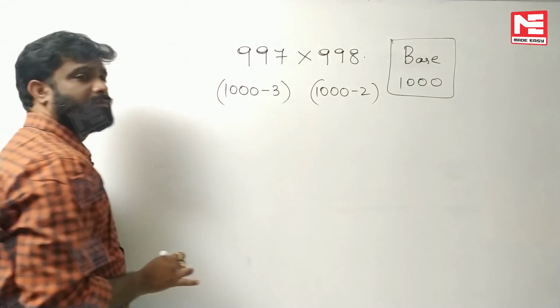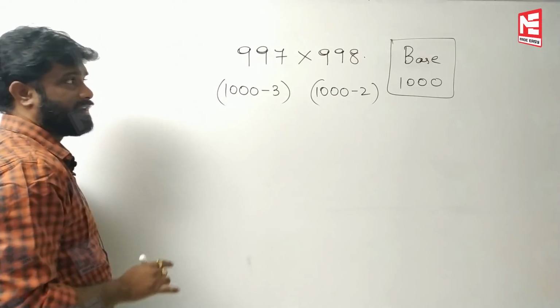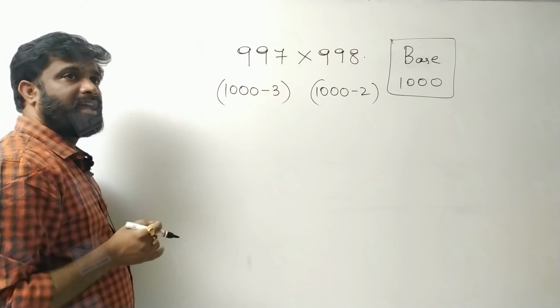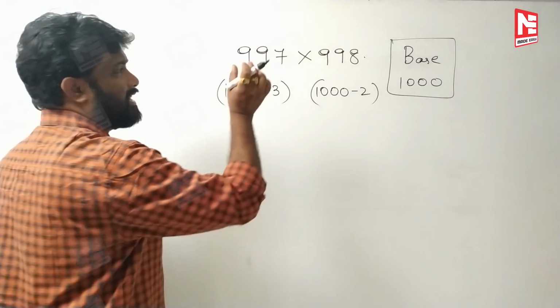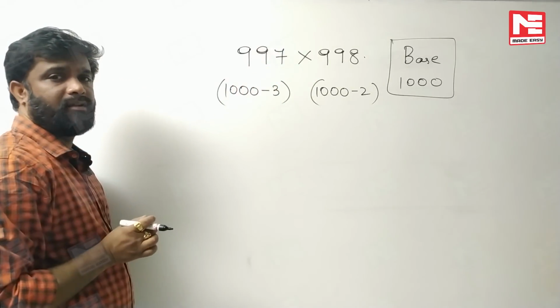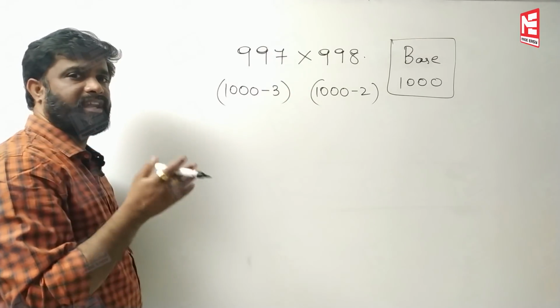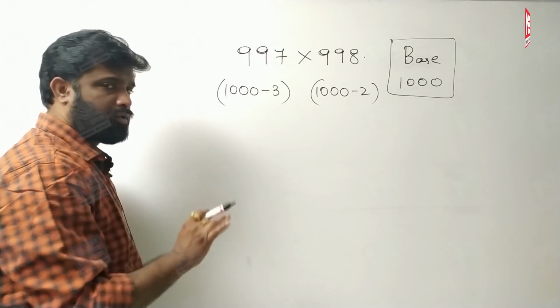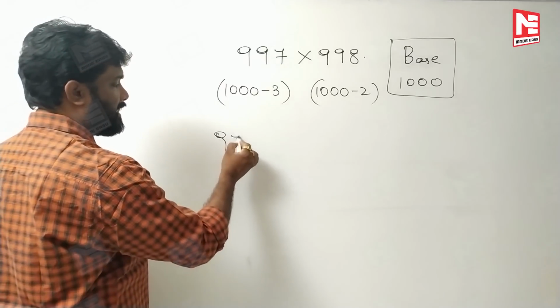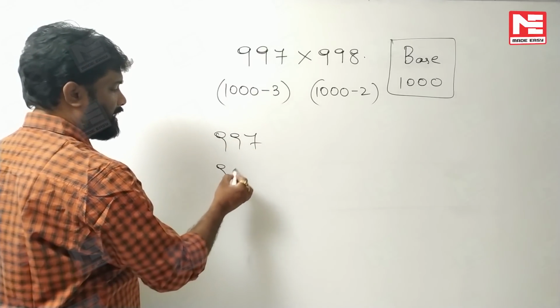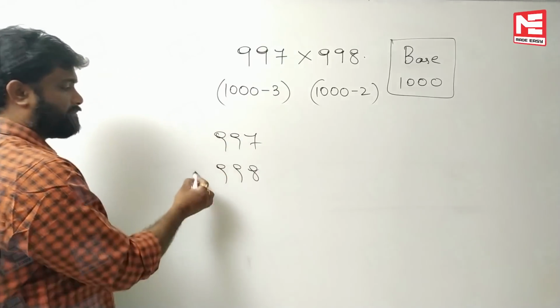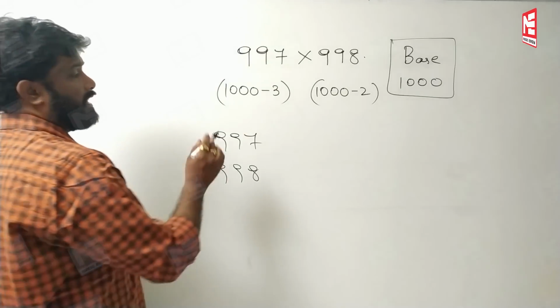That means the deficiency I am writing here. 997 in my mind I am assuming it as 1000 minus 3. 998 I am assuming it as 1000 minus 2. Right? So actually you will not be doing all these things on the paper. So actually what you will do on the paper is something like this. 997 and 998 you are multiplying. Right? So very simple here.